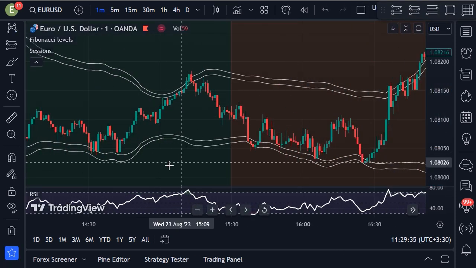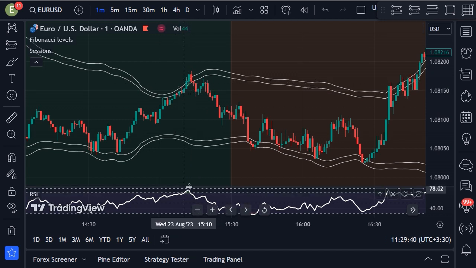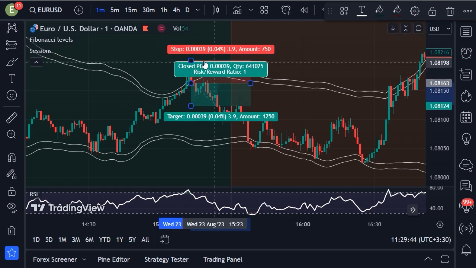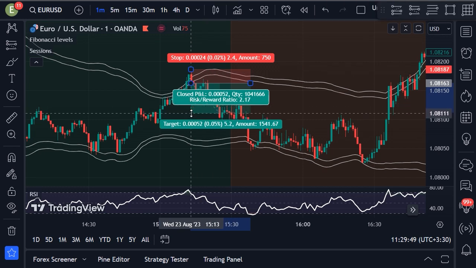Here, we are in our own session range. The price hits Fibonacci levels, and our RSI is in the overbought zone. As you can see, we have our 3 entry conditions here, and this trade closed with a good profit.